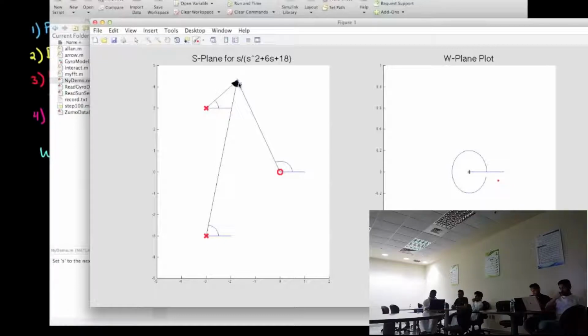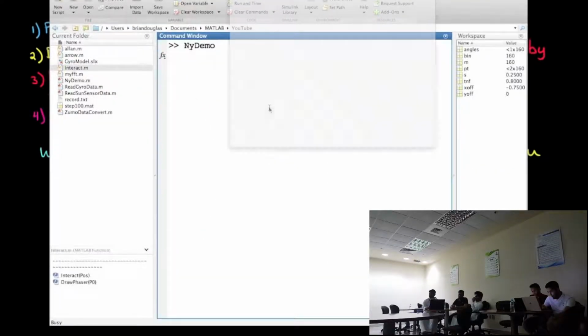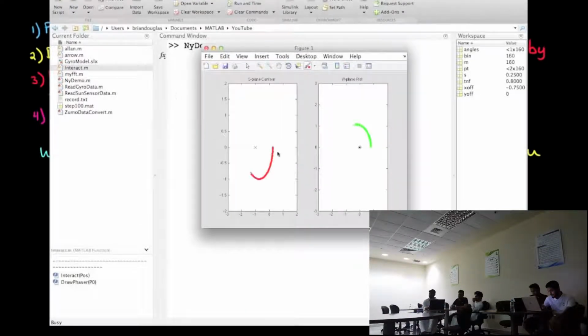And if I circle a pole, then we're subtracting 360 degrees of phase as we move around the pole, causing a counterclockwise rotation in the W-plane. Now, I've written a second demo that might make this a little bit easier to see. Here I have a single pole that I encircle, and the resulting plot circles the origin one time in the counterclockwise direction since we're subtracting 360 degrees of phase.